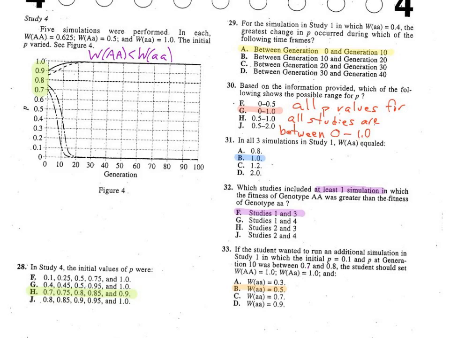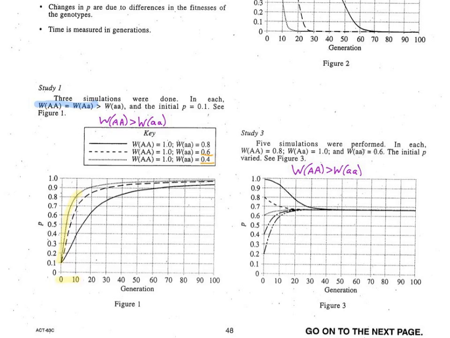Question number 33 is about study number 1. They would like us to find a value to run the study at where at generation 10 the p-value would be between 0.7 and 0.8. When we go back to study number 1, we notice that the p-value was 0.7 right there, and then about 0.8 right there.